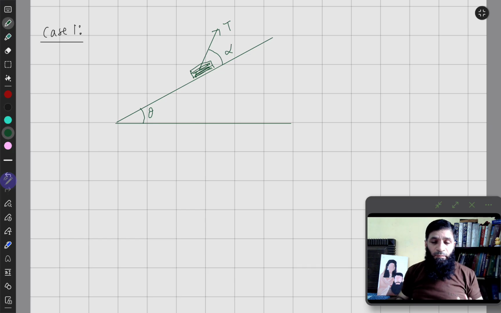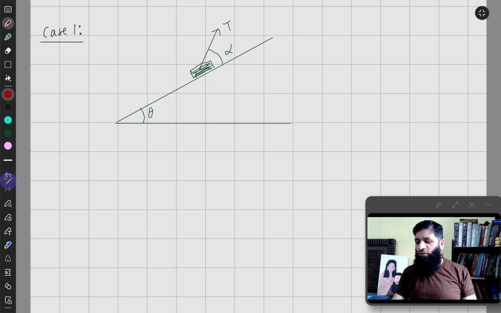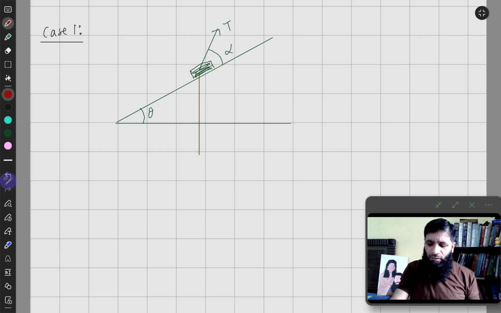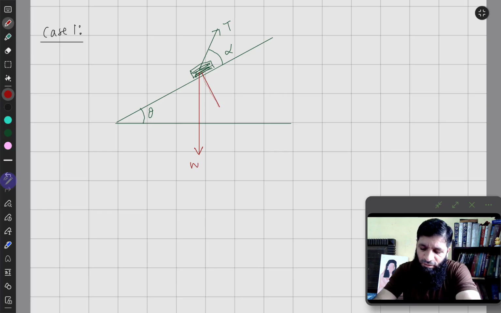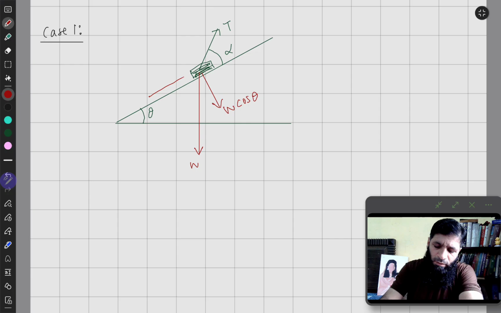Now again, we will do same thing. We will resolve all forces parallel to the movement and perpendicular to the movement. First of all, you know about the components of weight. This is the original force of weight, and this is the perpendicular component of weight, which will be W cos theta, and this will be the parallel component of weight, which will be W sin theta.